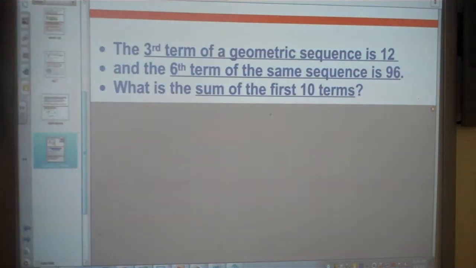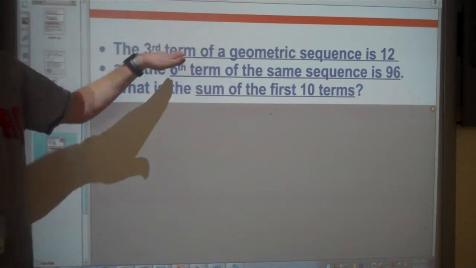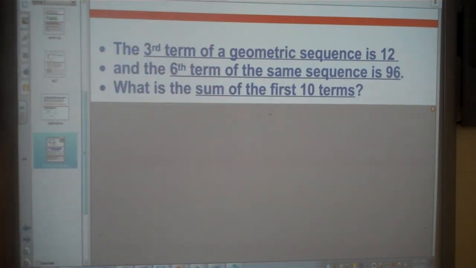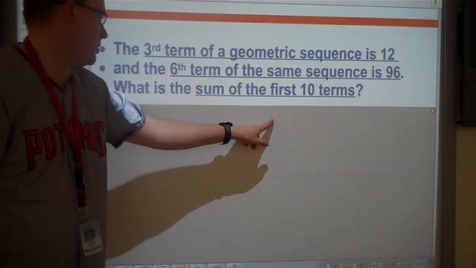Now, a slightly longer question. The 3rd term of a geometric sequence is 12, and the 6th term of the same sequence is 96. What is the sum of the first 10 terms? Now, to find the sum for the first 10 terms, we know n is 10. What we don't know is a, and we don't know r, so we're going to have to try and find that. And we're going to do it in a very similar way to what we did when we did arithmetic sequences. We have 2 pieces of information here, so we can write ourselves 2 equations with 2 unknowns, and then we can solve that system of equations.